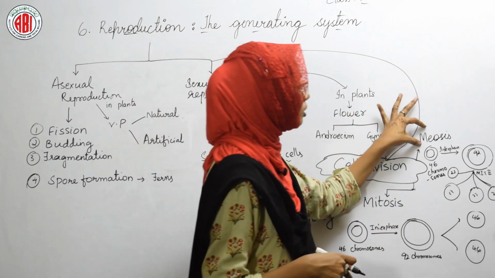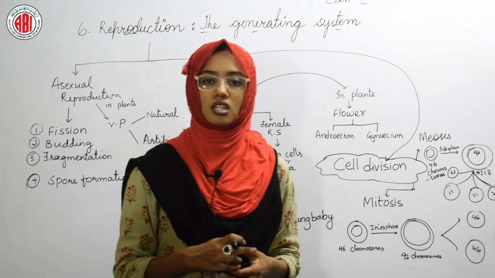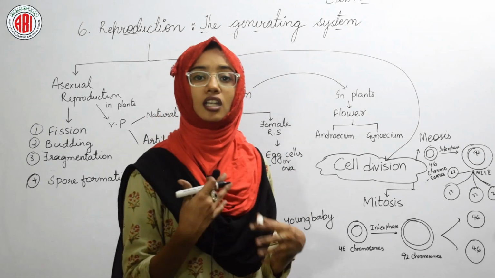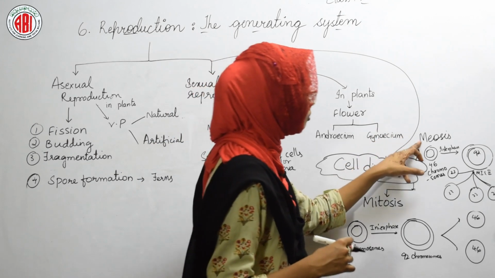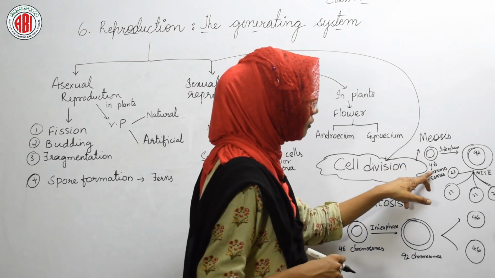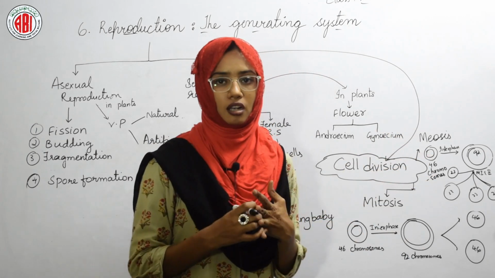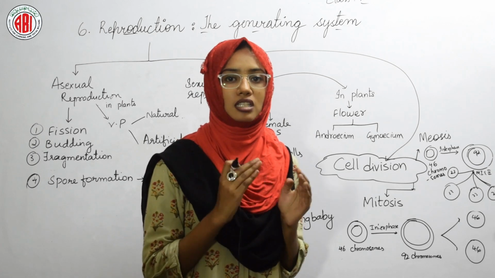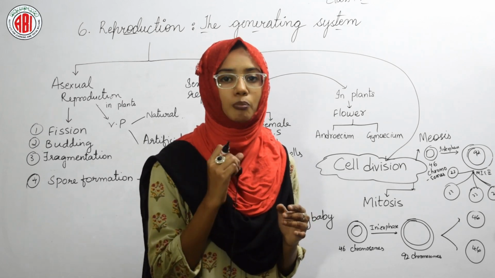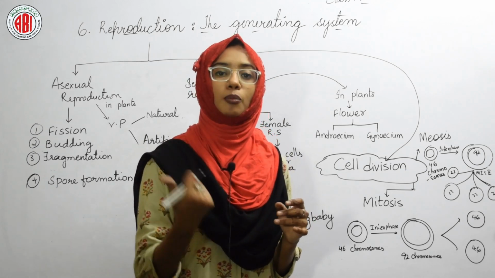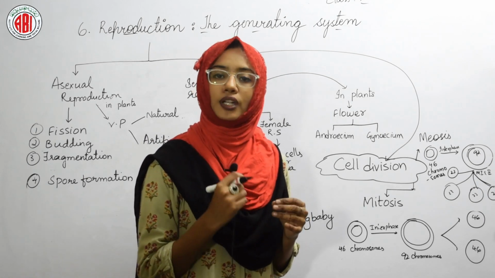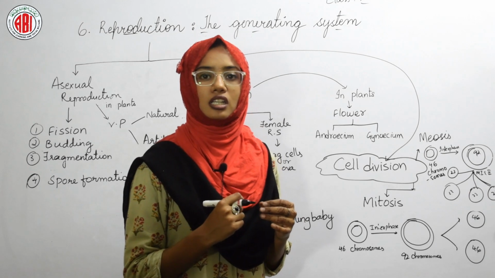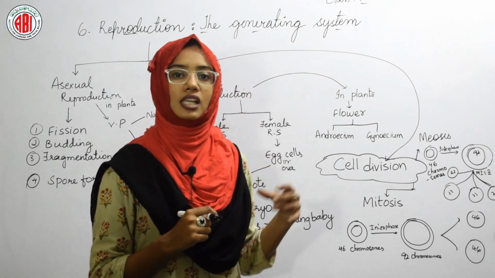But when we talk about meiosis, meiosis is a process which takes place to divide the reproductive cells. The reproductive cells can be divided by a process called meiosis. This parent cell contains 46 chromosomes. Each cell of our body contains 46 chromosomes, that is 23 pairs of chromosomes. But the reproductive cells like sperms and egg cells contain 23 chromosomes. That is the reason the reproductive cells are called haploid cells.